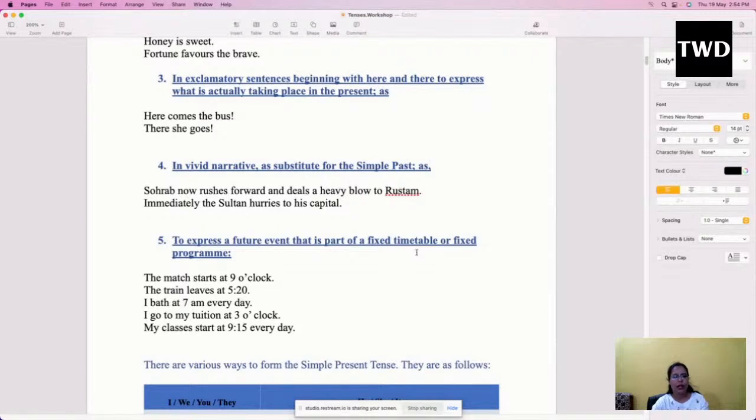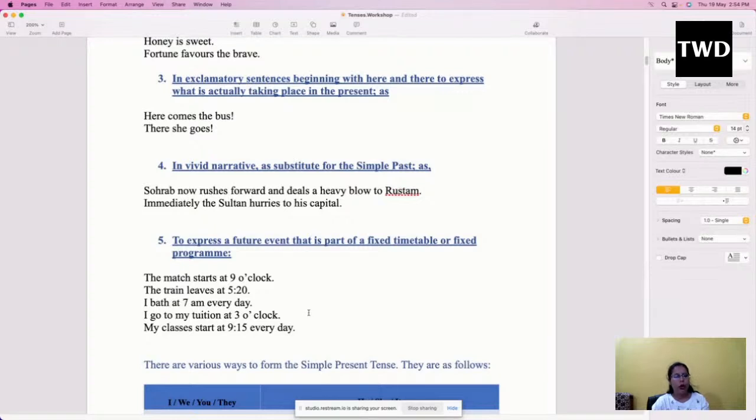For example, the match starts at 9 o'clock. So maybe there is some kind of match which is going on nowadays, and every day the match starts at 9 o'clock. The train leaves at 5:20. Train is the subject and then leaves is the verb. You might know that before showing the time we use at. Yes. I go to my tuition at 3 o'clock. My classes start at 9:15 every day.